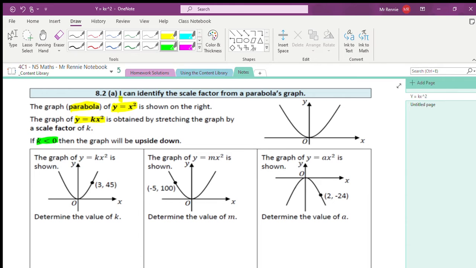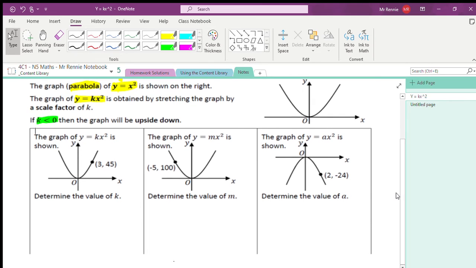What we're going to do is look at some questions to show you how we can find the value of k using the graph. Just a quick note, they can also use different letters in front of the x squared. It can be m x squared, and so on. These questions all work the same. Our job is to determine what the hidden number is. So we're going to scroll down and have a look at these questions here.